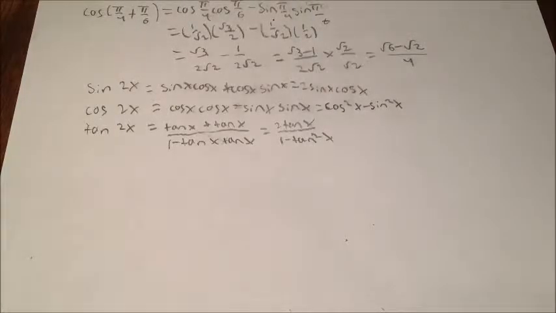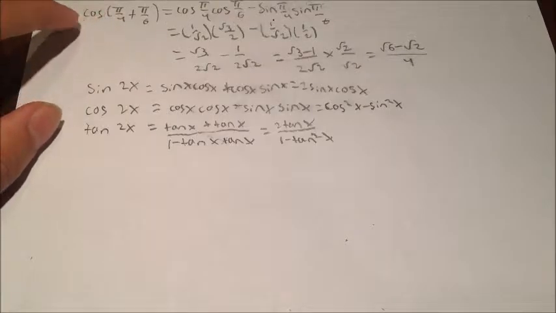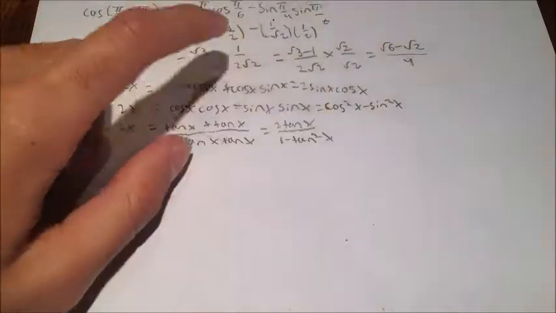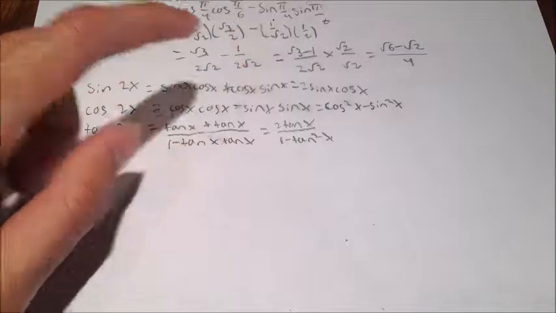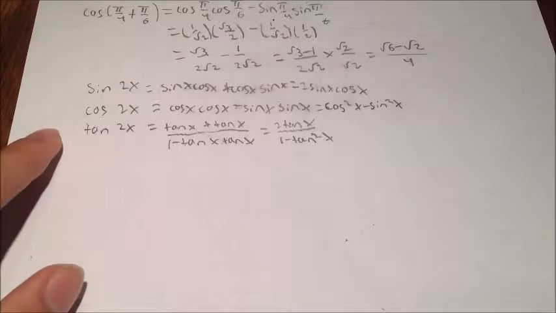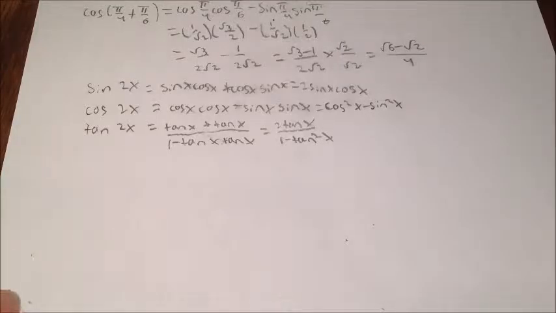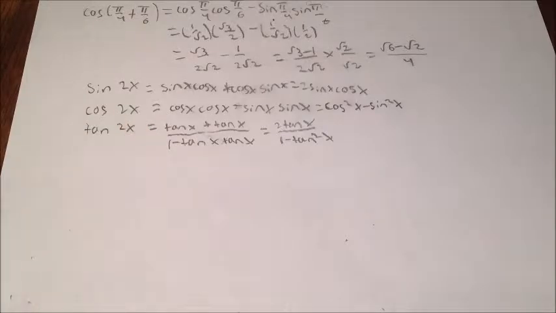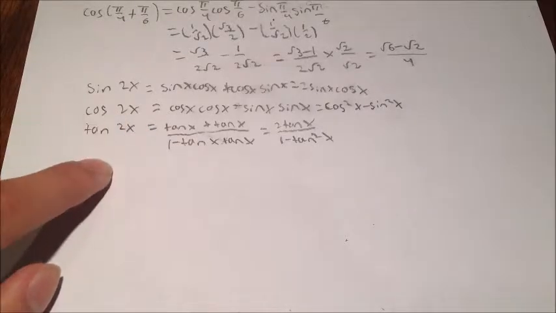Compound angle formulas can be used to get exact values of certain angles, as shown up here with cos pi over 4 plus pi over 6. The equation up here is shown, and you can get the exact value of it. But double angle formulas have other uses because they have their own different formulas, because of having two x's instead of x plus y.